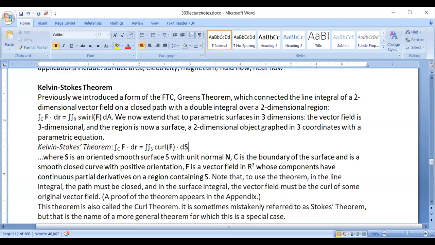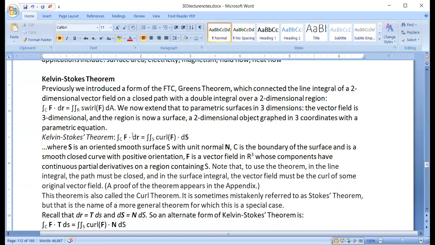because of what we know about vectors, it can be written in a different fashion as well. So remember that we know another way to write dr is unit vector T ds, and our other way of writing dS, where S is the oriented surface, is unit vector N dS. So just making those substitutions, here's another way to write the Kelvin-Stokes theorem. Okay, so there's the theorem, and let's take a look at an example to see how to use it.